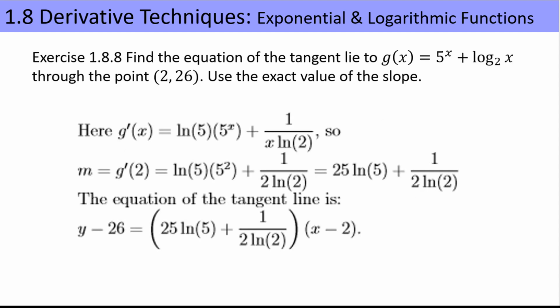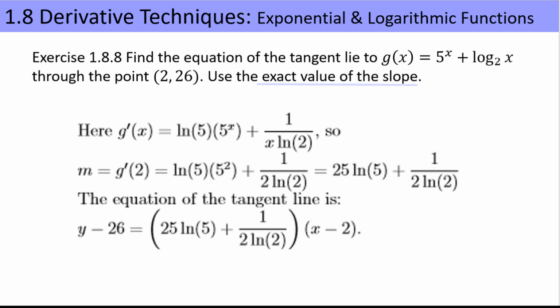Exercise 1.8.8. This is a completed example in your notes. Find the equation of the tangent line to the function g of x equals 5 to the power of x plus log base 2 of x through the point (2, 26). Use the exact value of the slope.